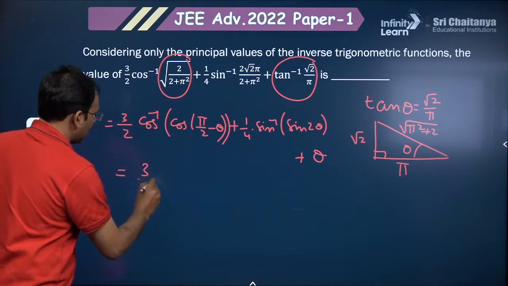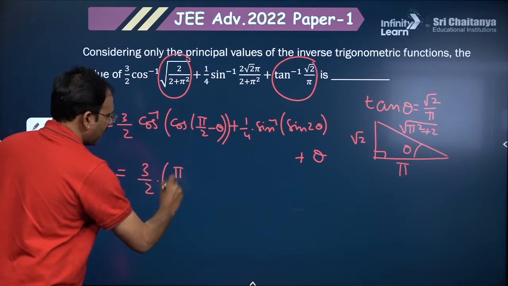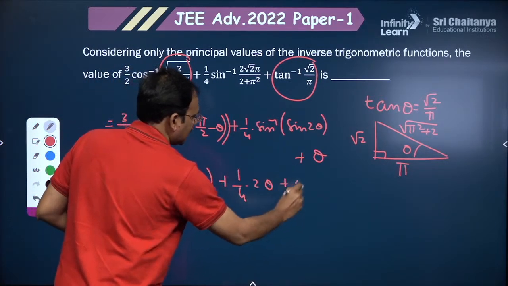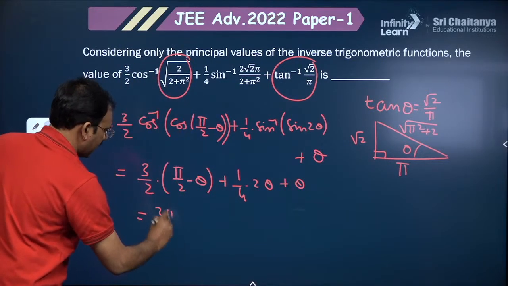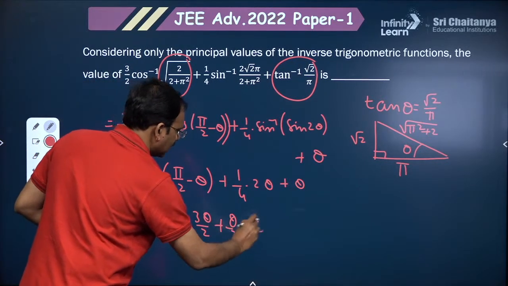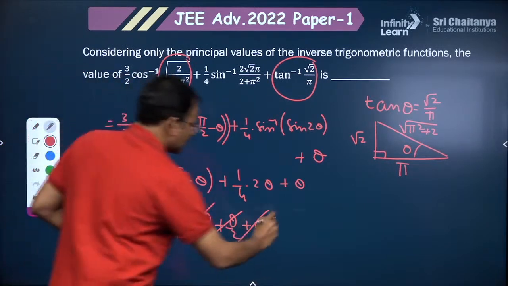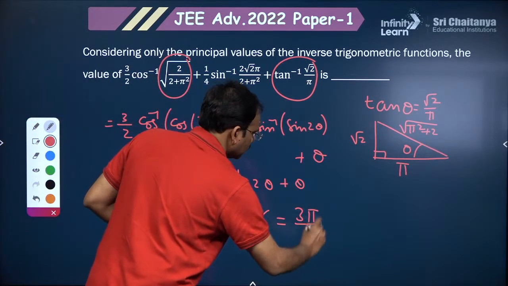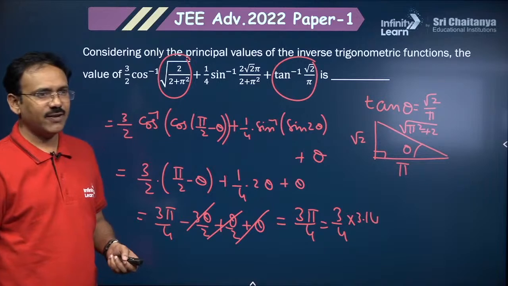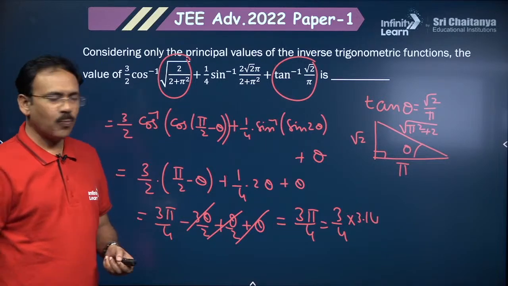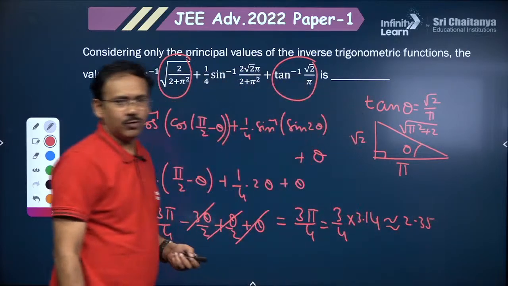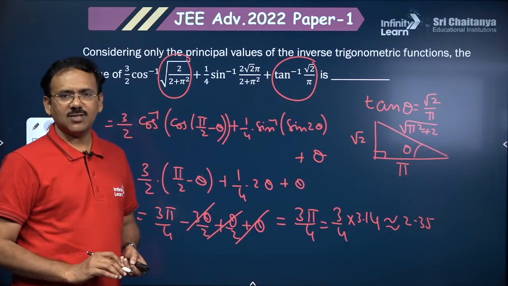So in the next step you can write 3 by 2 into pi by 2 minus theta, plus 1/4 of 2 theta plus theta. So you can say this is 3 pi by 4 minus 3 theta by 2 plus theta by 2 plus theta. So these will get cancelled. Your answer is going to be 3 pi by 4. You just try to give pi the value 3.14 approx, 3 by 4 is 0.75. You are going to get the answer to be 2.35 approx, 2.35 or 2.36 it would be. You just computed a simple question from inverse trigonometry, right.